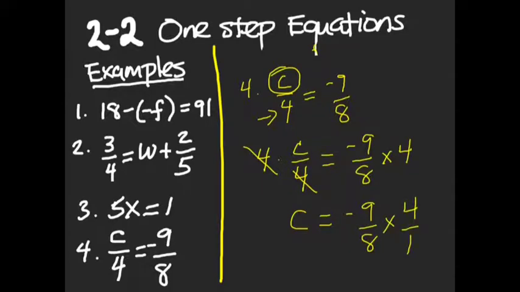What I'll do is cross cancel. This is totally legal when you're multiplying fractions and very helpful. 8 divided by 4 is 2. 4 divided by 4 is 1. And now I can write this. C is equal to, don't forget your negative, negative 9/2.